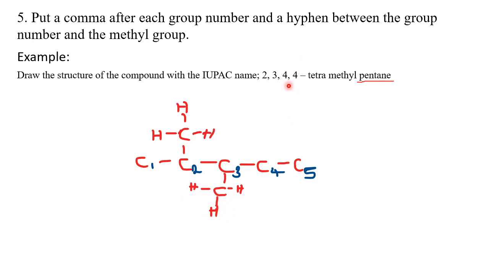Then let's place the 2 methyl groups on carbon number 4. There we have it. These are the methyl groups on carbon number 4. So this is the structure for 2,3,4,4-tetramethylpentane. This is what they wanted us to draw for this example.